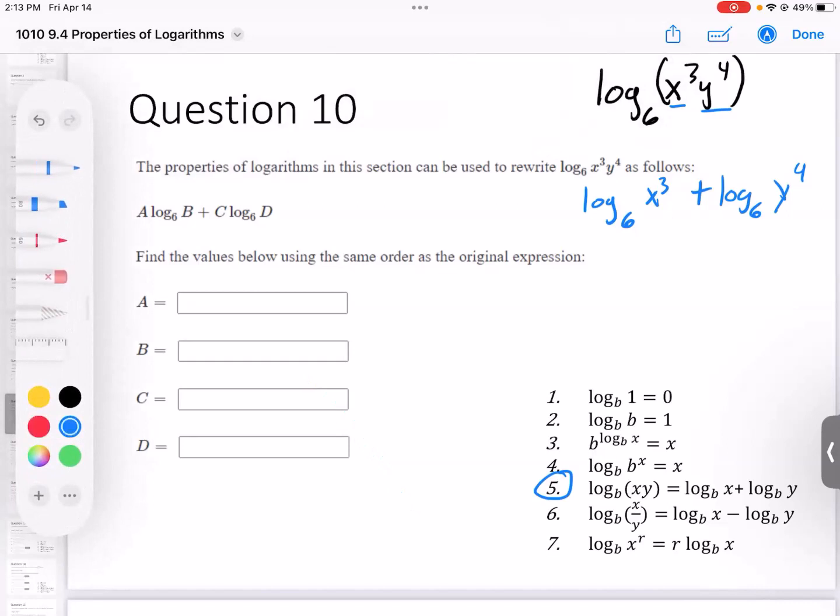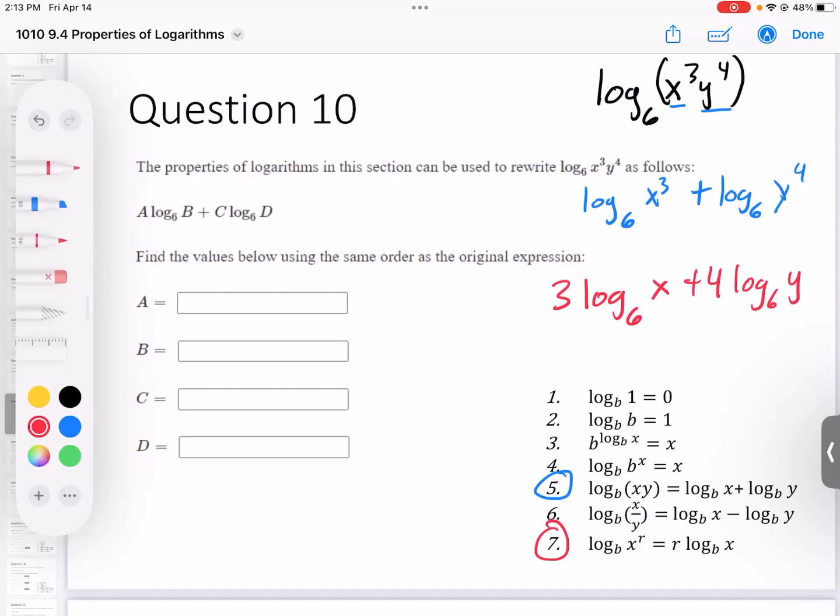So then the next thing I need to do is say, okay, this is more expanded, but these arguments are still pretty complicated. So now I can use property 7, like you guys said, and this one is going to be rewritten as 3 times log base 6 of x. And this one will be rewritten as 4 times log base 6 of y. And this is now fully expanded and simplified because there's no other properties I could use to simplify it further.